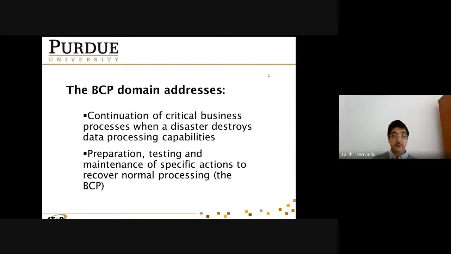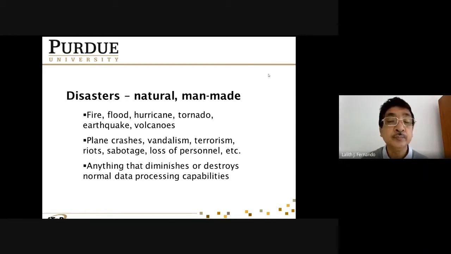What are the types of activities we should put forward in this manner? Disasters can be natural or man-made. I think we should not focus more on these things; the focus has to be on the present. It can be fire, flood, hurricane, tornado, earthquake, volcanoes. Now we can add pandemics also here, because a pandemic also has catastrophic implications. Then plane crashes, vandalism, terrorism, riots, sabotage, loss of personnel, etc. Anything that diminishes or destroys normal data processing capabilities. These are situations any organization can face.